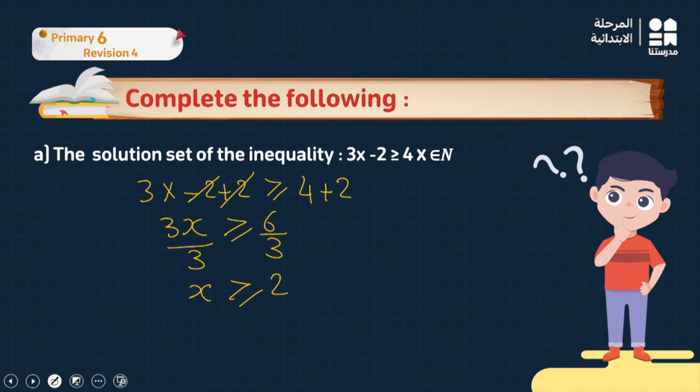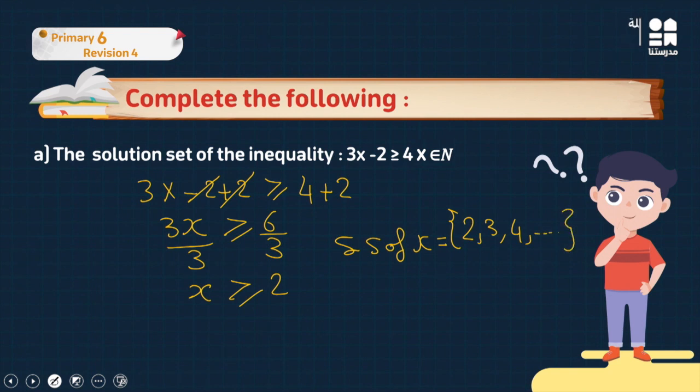After that, I can write my solution set. The solution set of x equal, I have here x is supposed to be greater than or equal to. So I will start with the 2 to not forget that I'm supposed to write the 2 in my solution set because I have here equal. So 2, what is the number bigger than the 2? It was supposed to be 3 and 4. And I don't have to complete writing the numbers, just write dots to make it a continuing set.